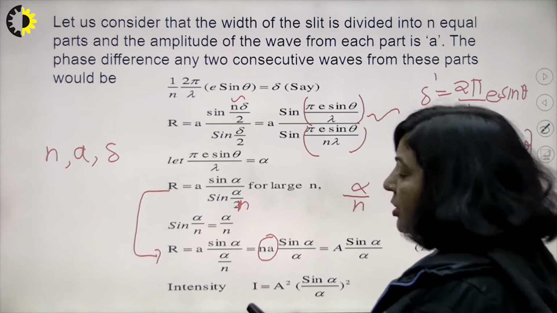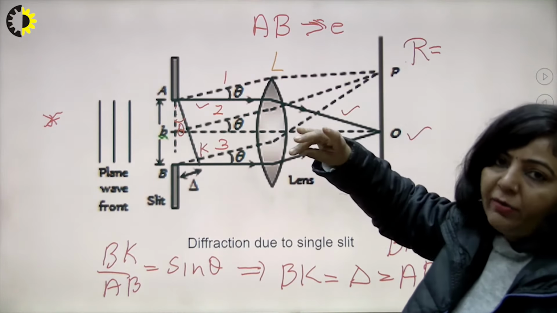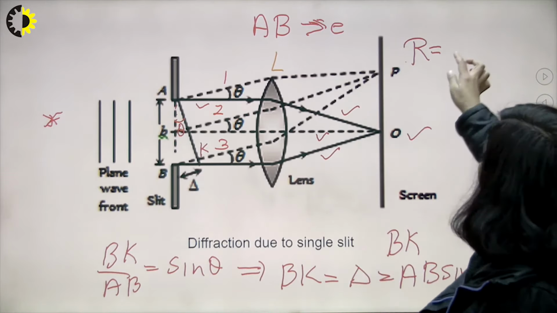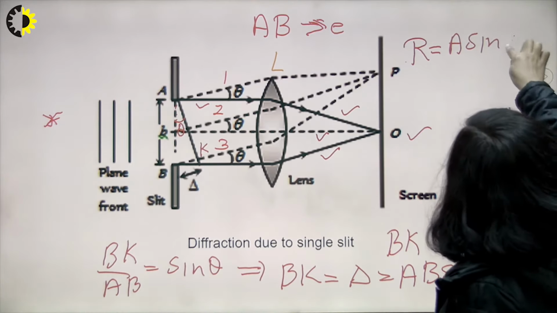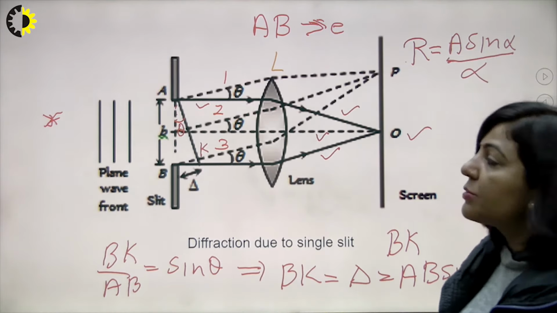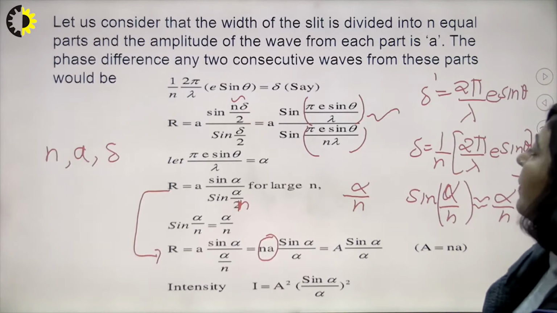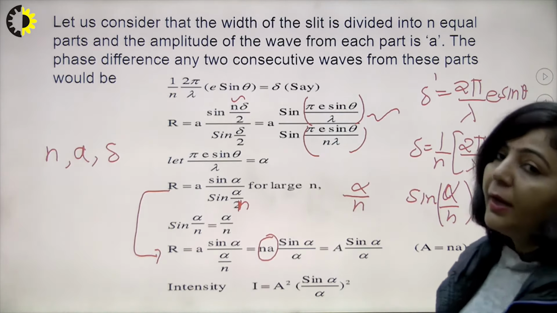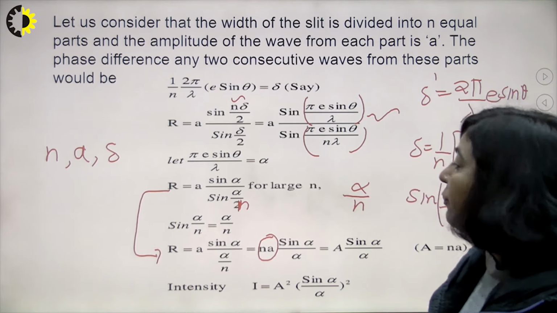It means over this particular point P, the resultant amplitude of the n light rays of the same amplitude A, for which the angle of diffraction is theta, is A sin alpha upon alpha. And alpha here is pi by lambda e sin theta. So we have reached this result that R is A sin alpha upon alpha. If this is the resultant amplitude, the intensity will be the square of the amplitude. So I will be R square, which is A square sin square alpha upon alpha square.